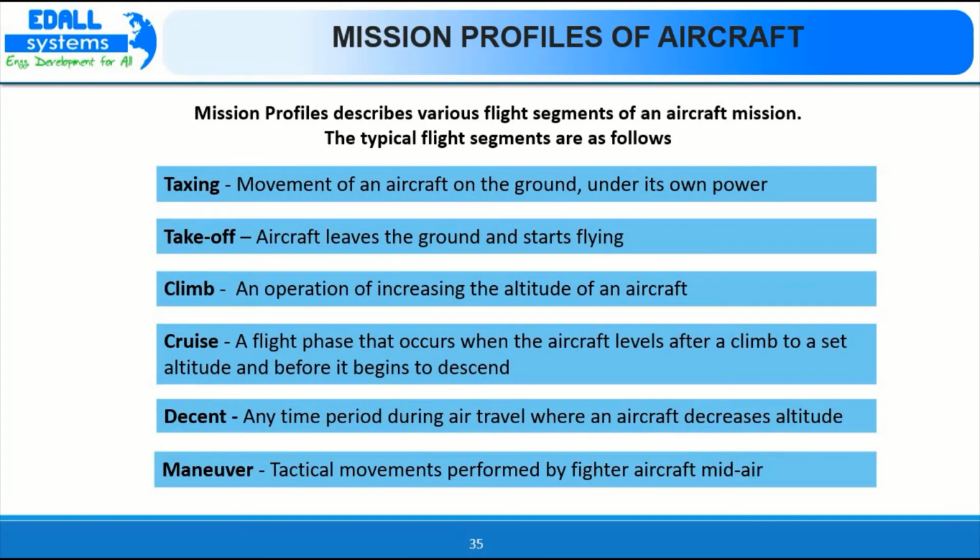So first one is taxiing. Taxiing is movement of an aircraft on the ground under its own power. Before taking off, we see that aircraft are moved from one runway to another if other aircraft are trying to take off. This movement of an aircraft on the ground is called taxi. Also, after landing the aircraft is taken to park at a particular location. This movement of aircraft on the ground is known as taxiing. Then takeoff is the action where the aircraft leaves the ground and starts flying. We are all familiar with the takeoff phenomenon.